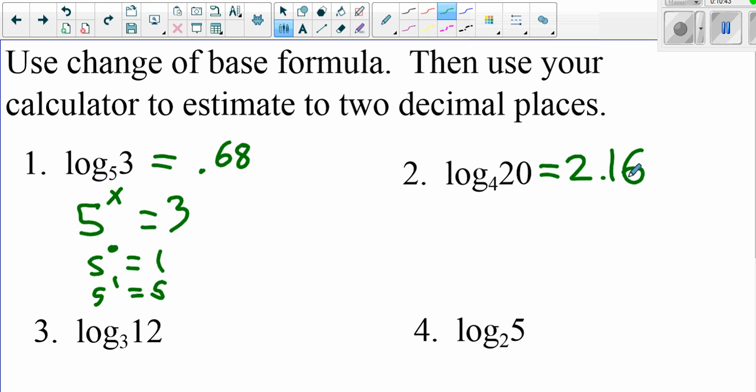So that means 4 to the power of about 2.16 equals 20. Makes sense because 4 squared would be 16, so it needs to go a little bit more beyond that. It's a little bit more than 4 squared. It's 4 to the 2.16.